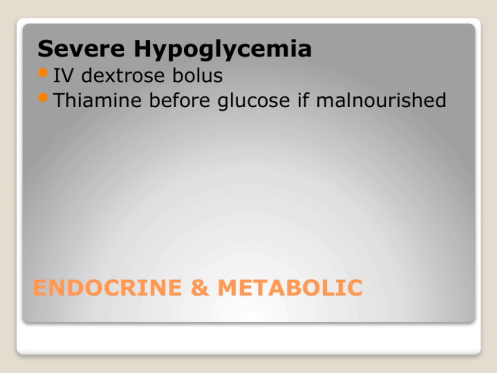In the context of endocrine and metabolic considerations, understanding these steps is vital because they address not just the immediate hypoglycemia, but also underlying deficiencies that could complicate treatment. Remember, the key points here are to give dextrose promptly and to consider thiamine supplementation in malnourished patients. These actions are essential parts of a comprehensive approach to managing severe hypoglycemia safely and effectively.